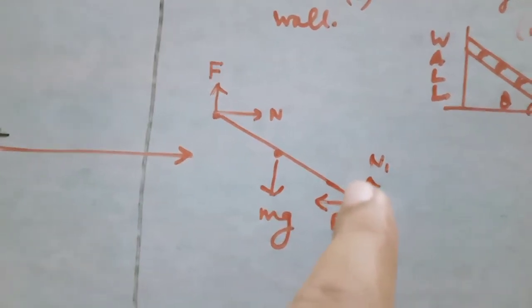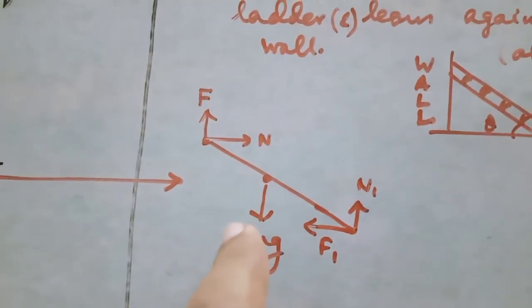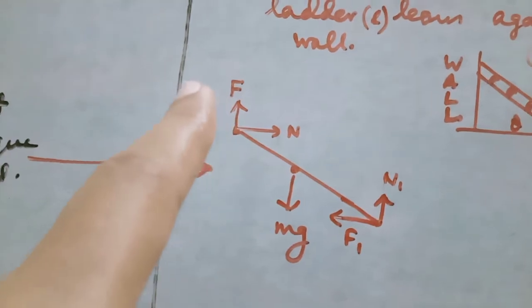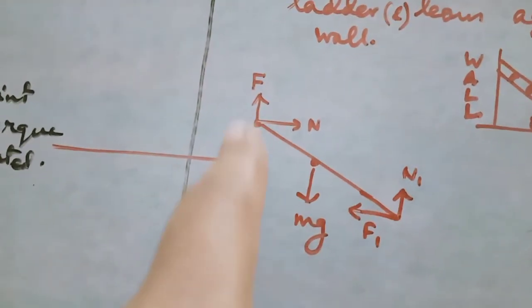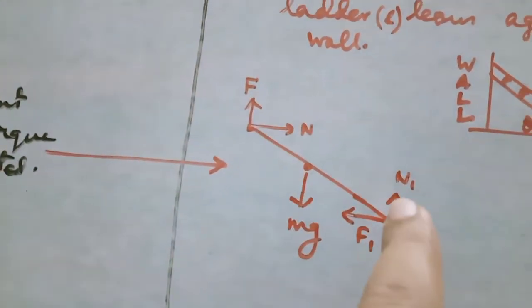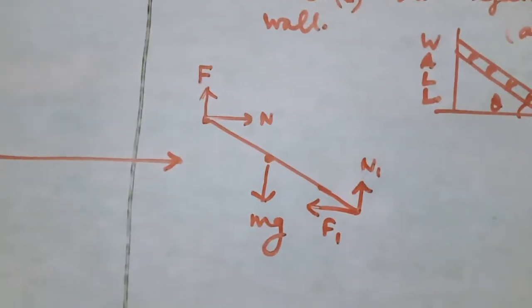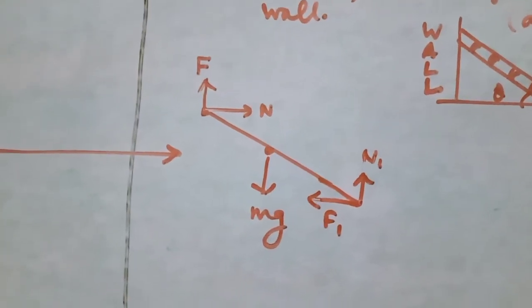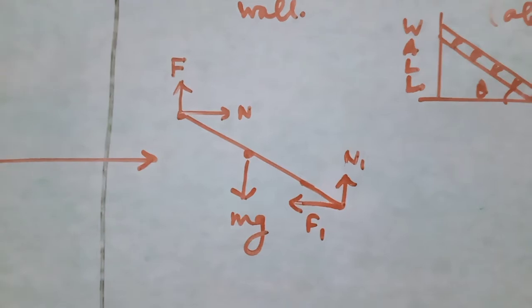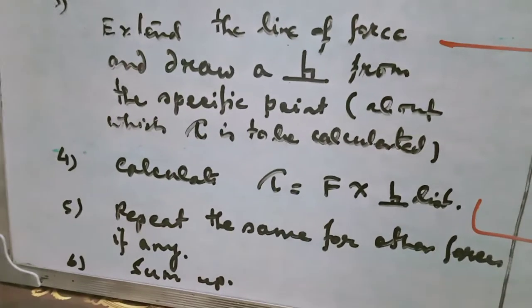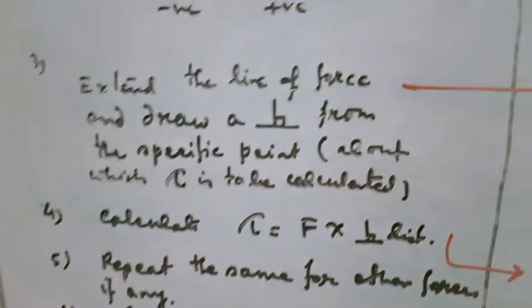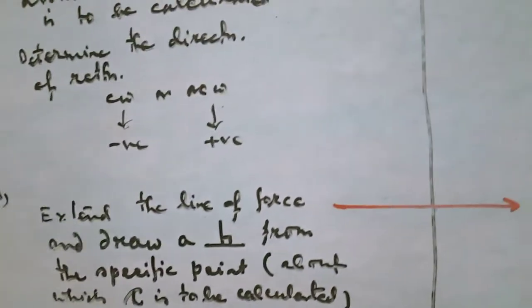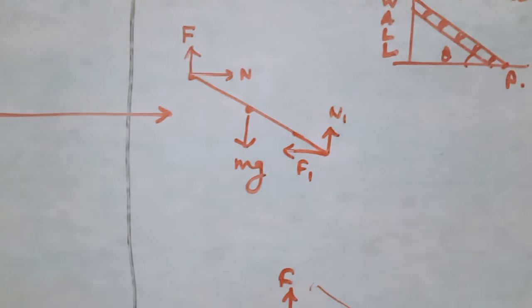Now we have to calculate the torque due to mg, torque due to F, torque due to N, torque due to N1, and torque due to F1. You have to calculate all the torques and then add them up, to find the sum of the torques brought about by all the forces acting on the system.